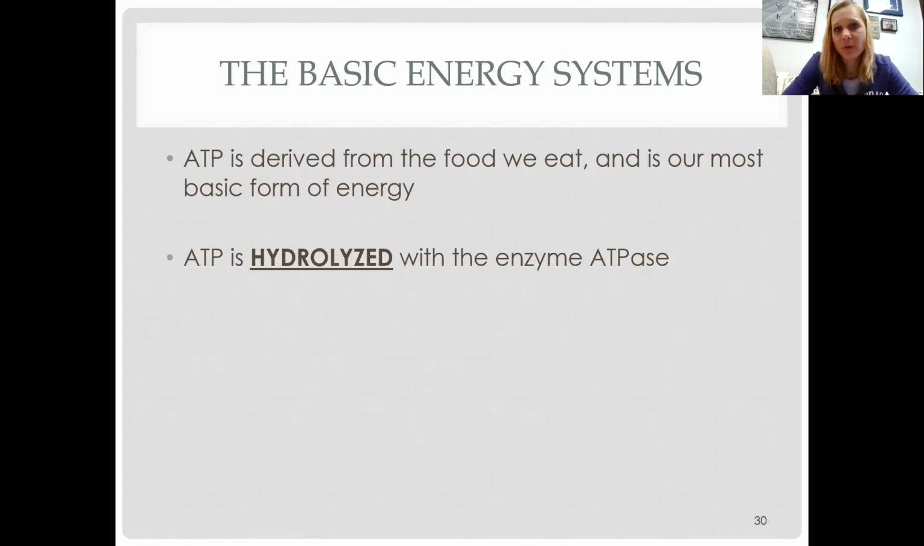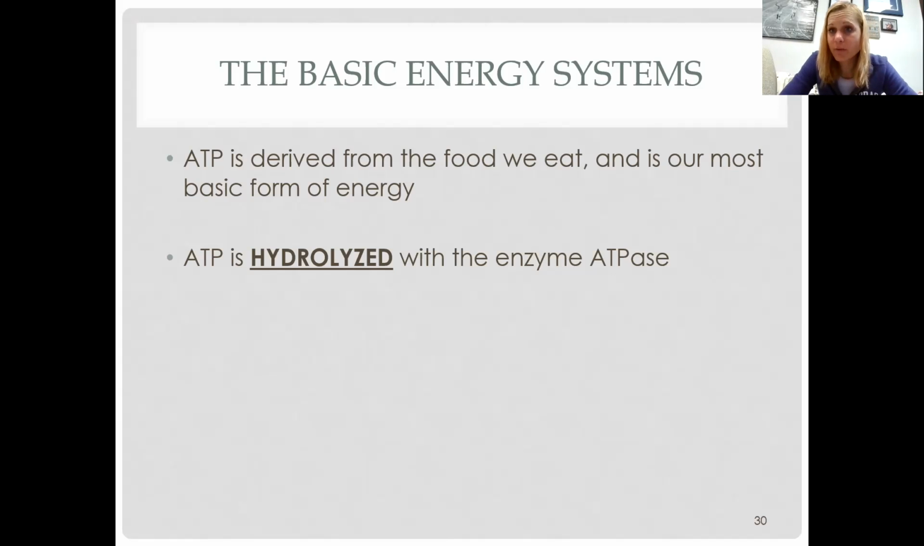So we basically have three energy systems. And again, these basic energy systems are going to allow us to convert food that we've consumed into our most basic form of energy, which is known as ATP. Okay, so there are essentially three different ways in which we can do this. And again, that's going to come up on the next slide. But the processes are the ATP phosphocreatine system, the glycolytic system, and the oxidative system.